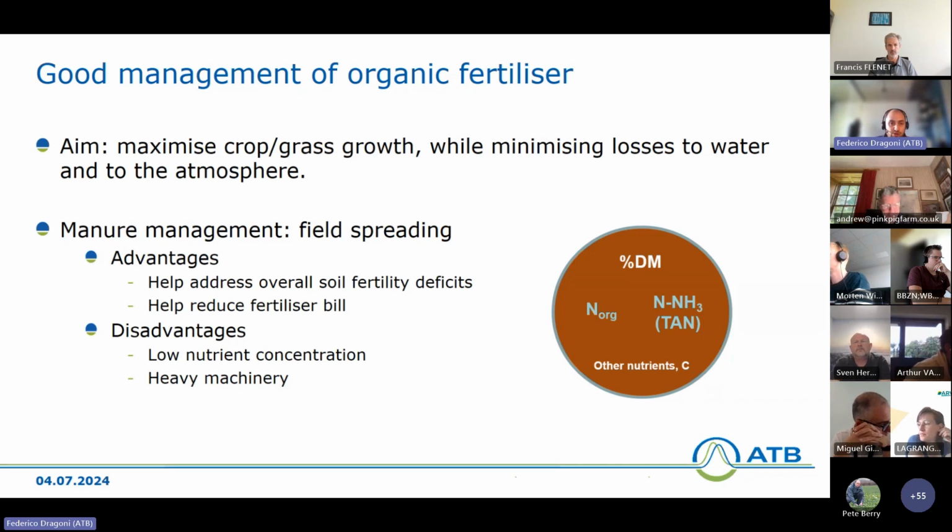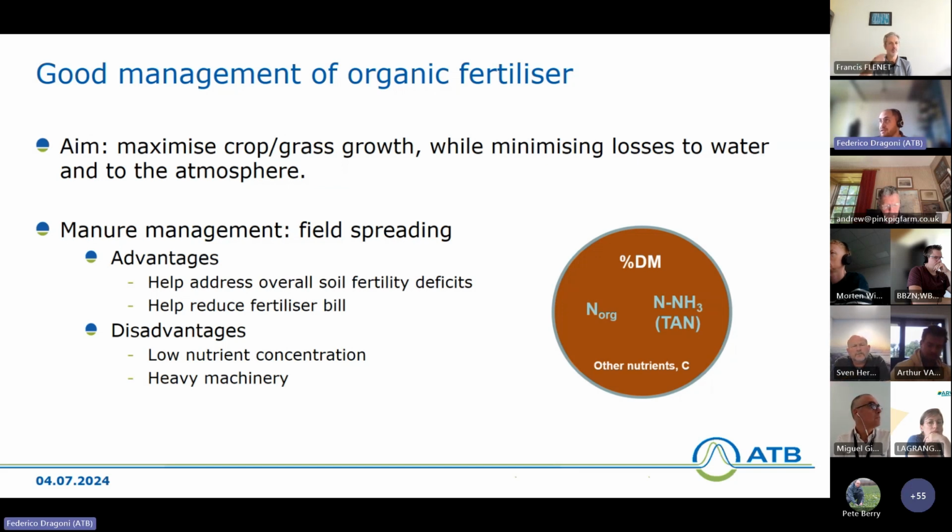And when talking about nitrogen, as I said, it's not a chemical fertilizer, so you have a component that you can consider sort of inorganic, which is usually mostly or entirely ammoniacal nitrogen, but you also have the organic nitrogen embedded in proteins.